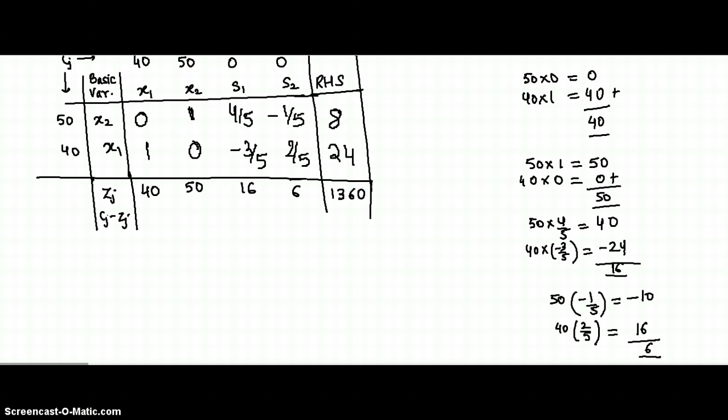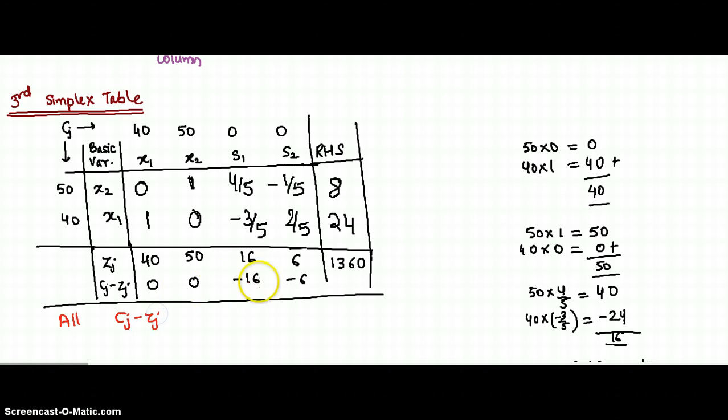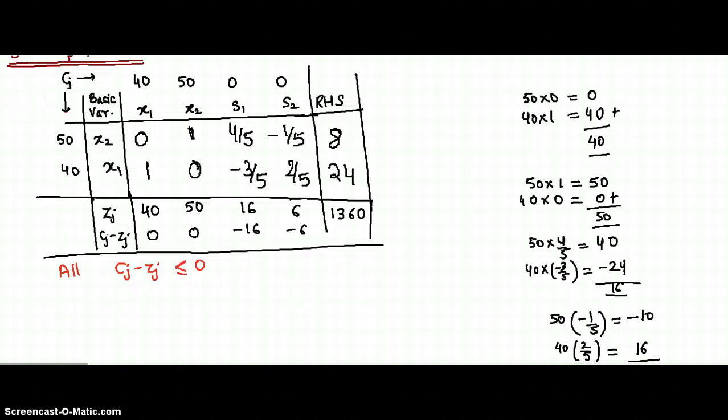Next, we want to calculate Cj minus Zj. Cj is this, and this is Zj. Cj minus Zj: 50 minus 50, 0. 0 minus 16 is minus 16. 0 minus 6, minus 6. So in this table, we will see that all the Cj minus Zj values are either 0 or negative. So we'll write: since all Cj minus Zj are less than or equal to 0, the optimal solution is reached. That is, this is the final table.